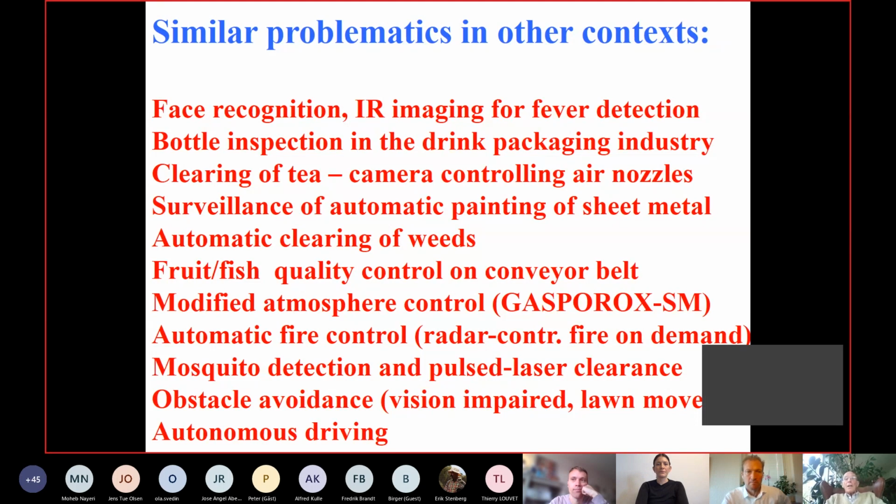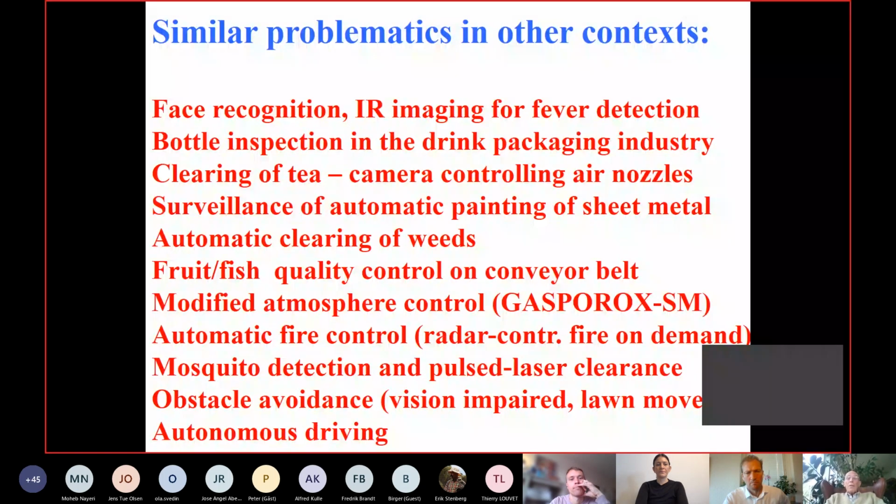Sorting of tea, I've seen this in China. The crude tea is falling down, imaged by a camera, and air nozzles are activated to blow out the big pieces and leaves and pieces of the stems and so on. I'll come back to that later.